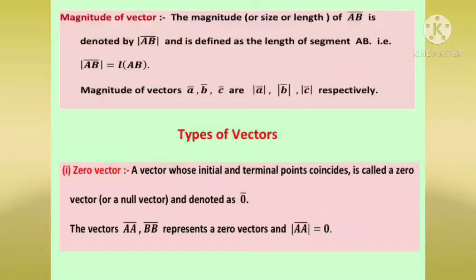Next what you can see in this slide is the types of vectors. So we are going to start with what the types of vectors are. The first type you can see is a zero vector. So what is a zero vector?